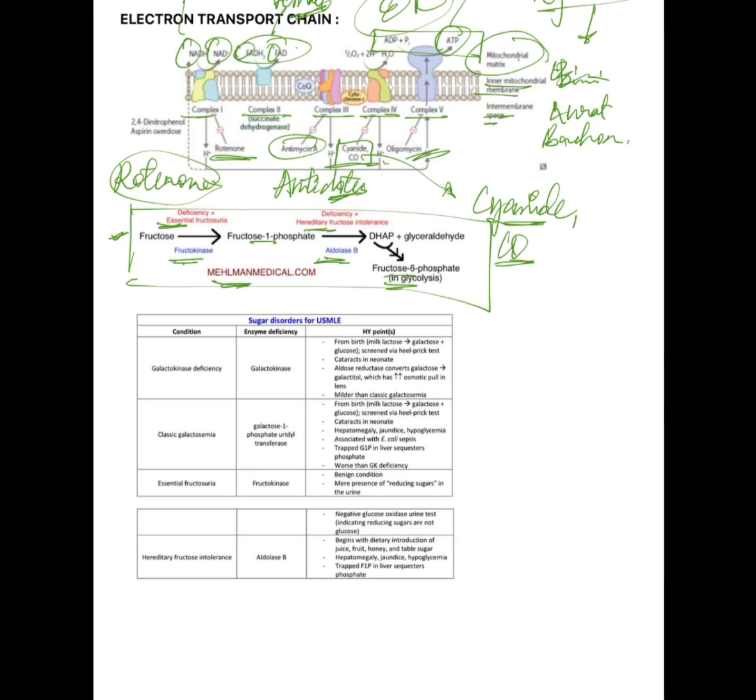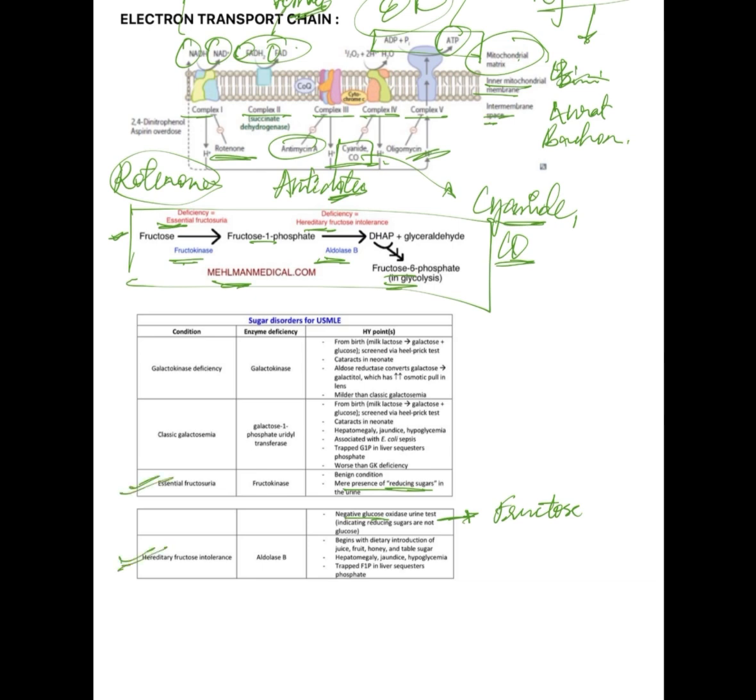Okay, so what is happening in essential fructosuria? The important thing is there is mere presence of reducing sugars in the urine, but the glucose oxidase urine test is negative. Why is that? Because in urine the reducing sugar which is present is fructose, not glucose. So the glucose oxidase urine test is negative in essential fructosuria.